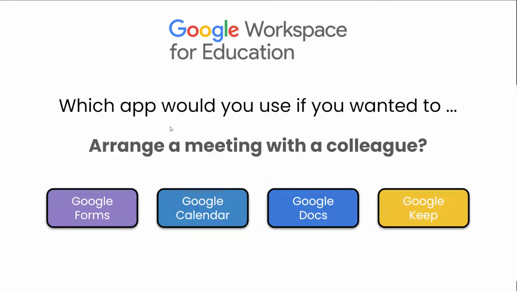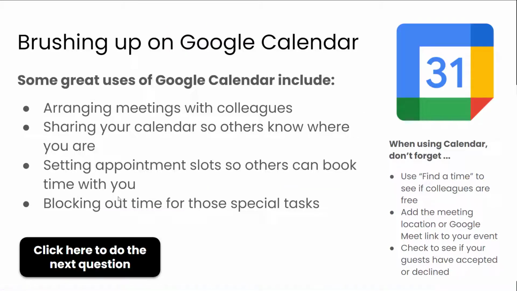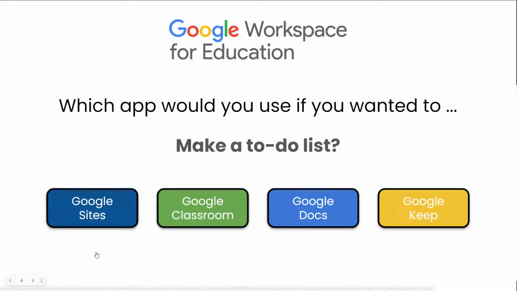So I move on to my first question. Which app would you use if you wanted to arrange a meeting with a colleague? I'm going to get this wrong. I'm going to put in Google Forms. In this case, it's taken me to a brush up slide where I've got more information about Google Calendar so I can review that. Then once I'm done reviewing that, I click here to go to my next question.